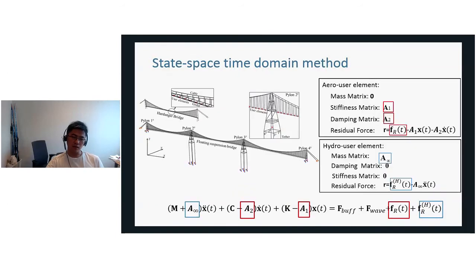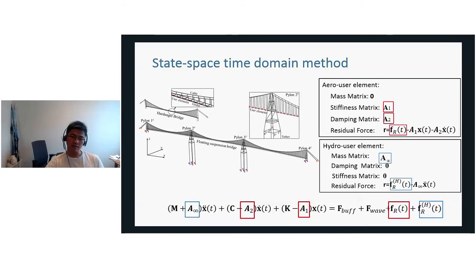And here is how I implemented this method in Abaqus, because we cannot solve this equation by ourselves. It's too complicated. We did it in Abaqus by defining some user elements by using some user subroutines. You can see some red crosses in this figure. The red crosses on the girder are the aero user element. And the red crosses on the TLP are the hydro user element. And these five terms are defined as properties of these user elements. And then they can be used to simulate the force induced by the motion of the structures.